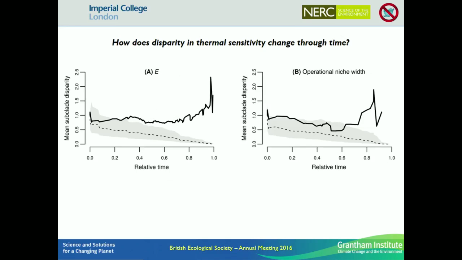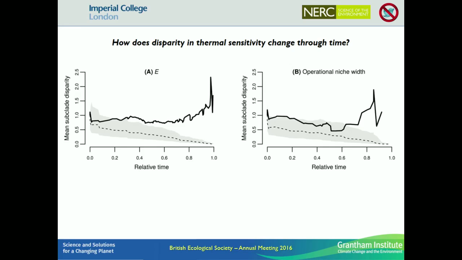And to really understand what is going on, we also did a disparity through time analysis. So what this method does is it cuts the phylogeny from the root all the way to the present. And at each branching point, it calculates the mean subclade disparity, which is essentially the variance of the trait within the subclades over the total variance of the trait across the phylogeny.